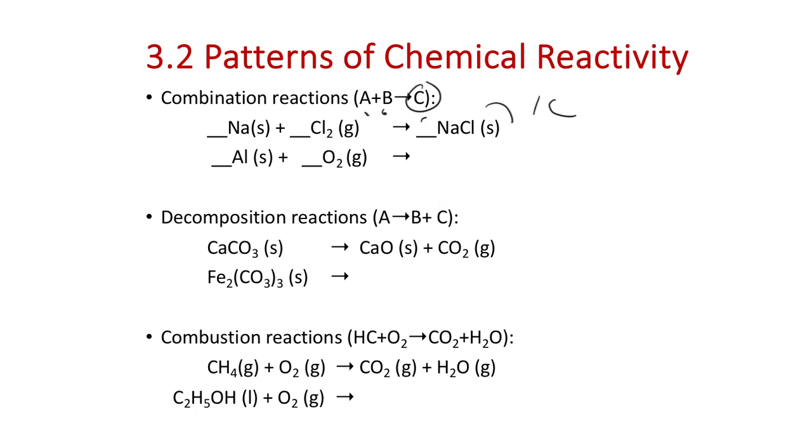To balance out the chlorines, we need 2 NaCl's. Then we need 2 sodiums. Note that even though we have 2 units of NaCl, since molecules is probably not a good word for an ionic compound, or 2 moles of NaCl forming, it doesn't need to be 1. We can form more than 1. We just have to form a single product. So a combination is where we have 2 or more reactants combining to form a single substance on the product side.